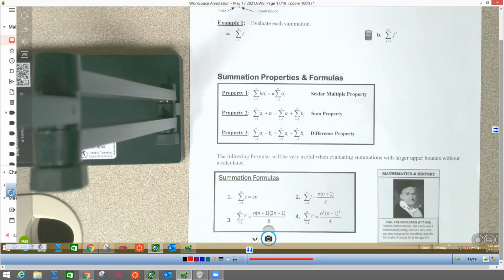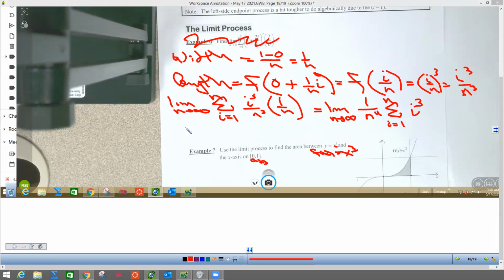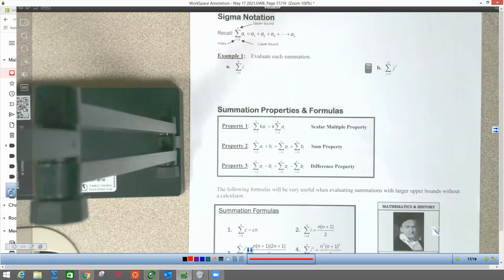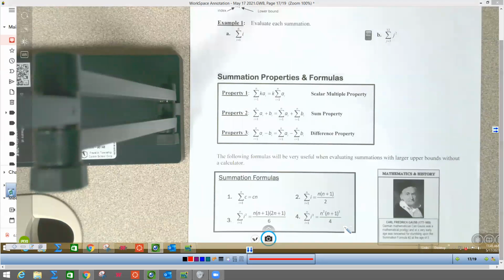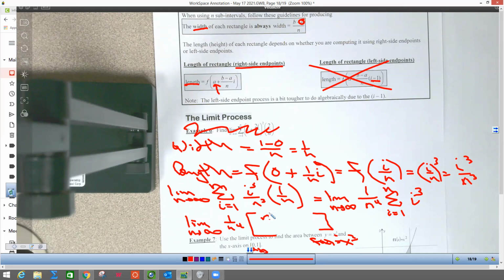So when I do that, this is going to equal the limit as n goes to infinity, and I've got this 1 over n to the 4th out here, and then I'm going to stick in that other stuff for the summation of i cubed, which I'm going to go back and show you again. It's n squared times the quantity n plus 1 squared all over 4. Okay, so we're going to plug that in. So I got n squared times the quantity n plus 1 squared all over 4.